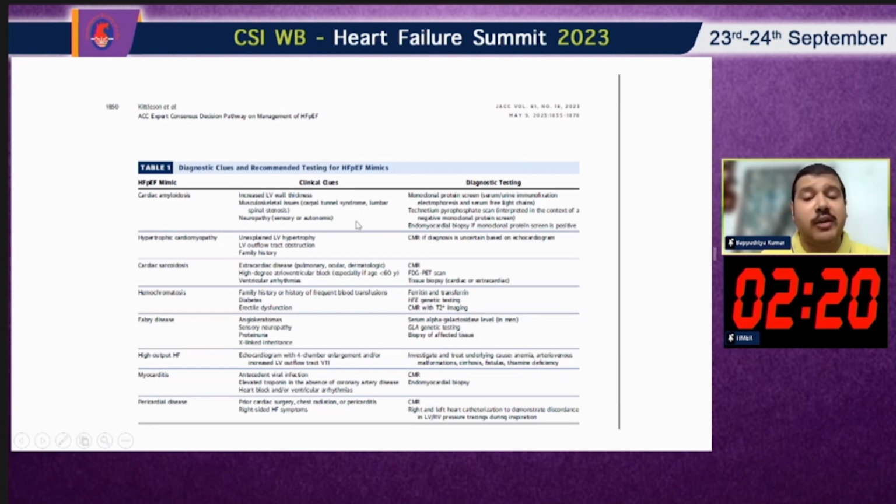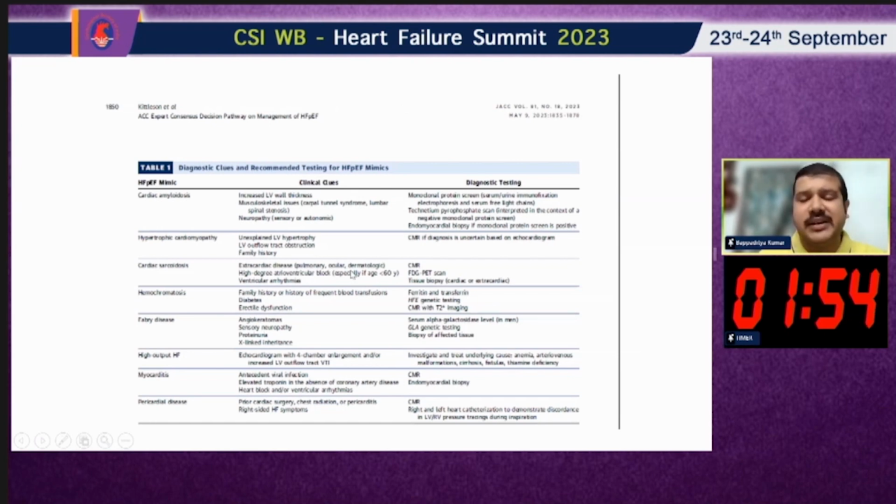Cardiac amyloidosis, where we will suspect increased LV wall thickness, a sparkling appearance in echo, and other musculoskeletal and neuropathic issues. In those patients, we can go for monoclonal protein screening, endomyocardial biopsy, or a technetium pyrophosphate scan. For hypertrophic cardiomyopathy, we can go for a CMR. For cardiac sarcoidosis, we can go for a CMR, tissue biopsy, or FDG PET. So these are the particular things where we need to go for special investigations when we are suspecting them.